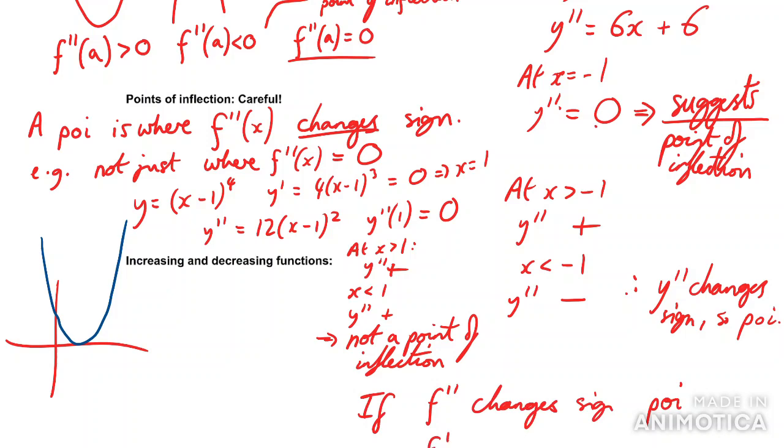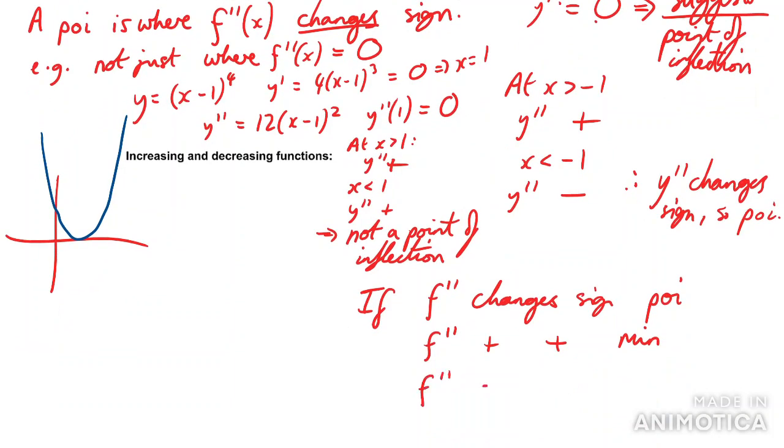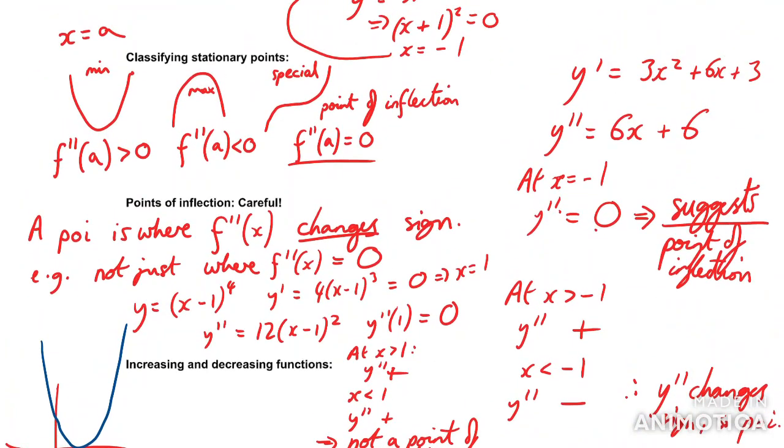If f double dash is positive on both sides, it's a minimum, and if it's negative on both sides, it's a maximum. Just be aware that when you get that f double dash is 0, that suggests it could be a point of inflection, but you have to do further investigation like this. Whereas if at the stationary point f double dash is greater than 0, it's a minimum, and if it's less than 0, it's a maximum. You don't need to do any more investigation.